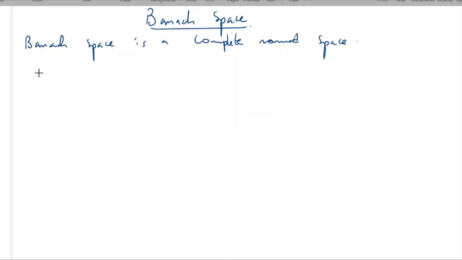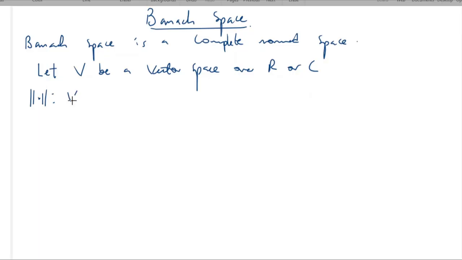So let's do that. If you want to define a Banach space, you already know the definition of a normed space. Everything begins with let V be a vector space over R or C. A function, this, is defined as V taken to R or C, for all x, y are members of V, and alpha is a scalar quantity.